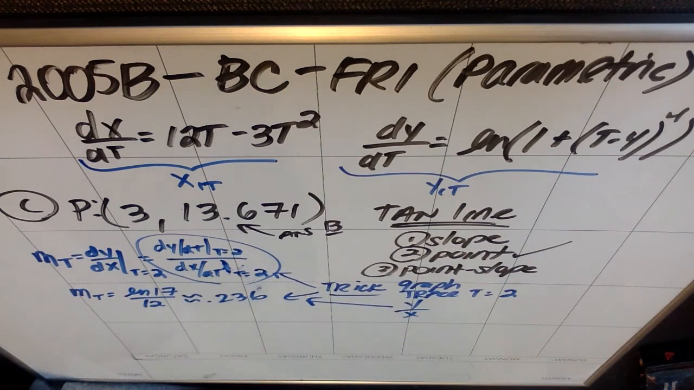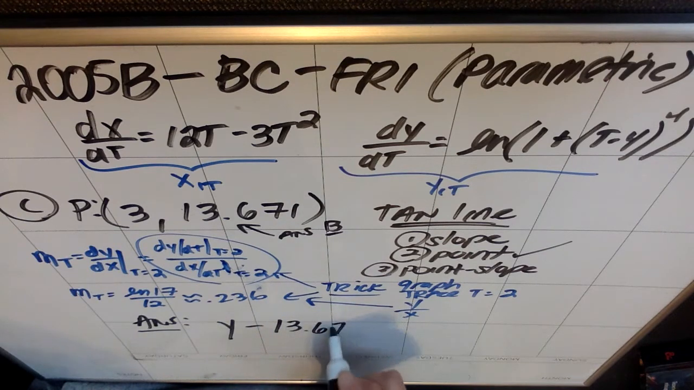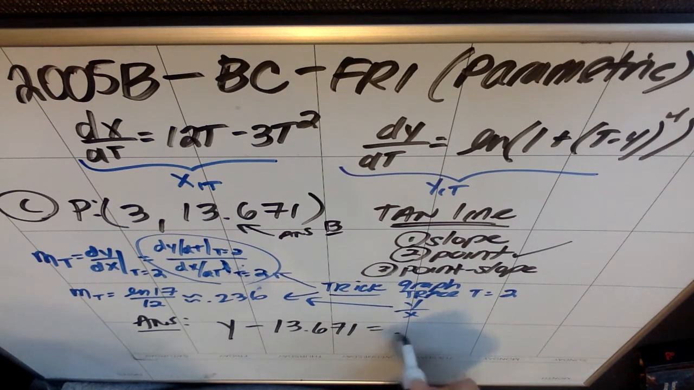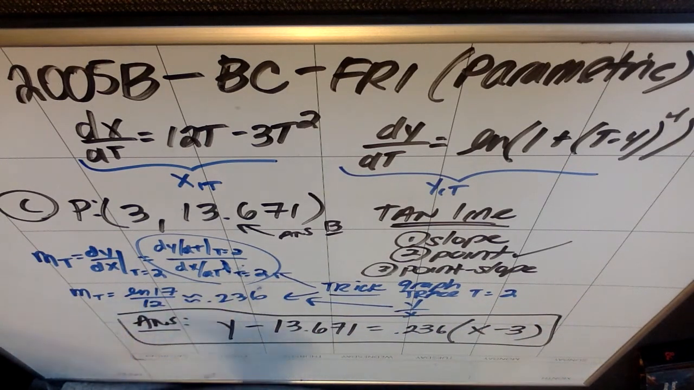I don't care. For any of those options that you pick, your answer is going to be y minus the y value equals your slope, 0.236, x minus the x value. There is no incentive in the whole world to clean that up. You should leave the answer that way, because if you don't, you risk making a simple mistake, multiplying wrong, adding wrong, whatever. There's no reason to change it.